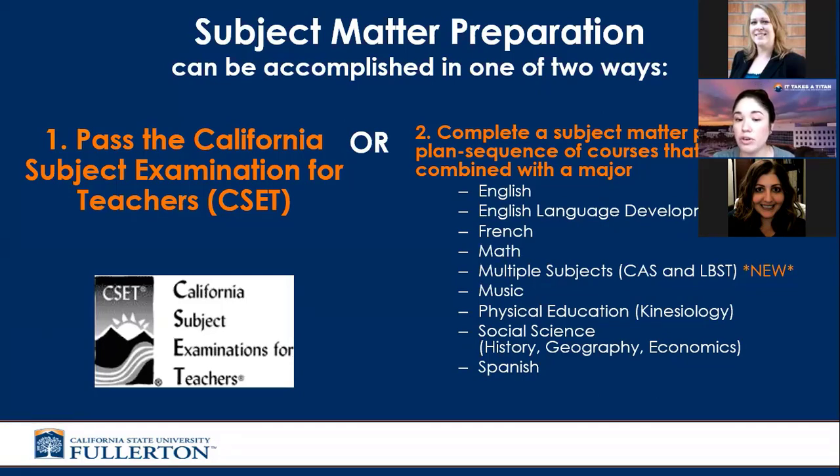It's not available for all our subjects, but we have it listed here. And it's to complete a subject matter preparation program, which is a sequence of courses that can be combined with your major. So you can see the list of courses we currently have that available for. One of the newer SMPP plans that we have, or it's now referred to as EMS for this program, is our multiple subjects plan, and that is actually tied to our child and adolescent studies and liberal studies major.